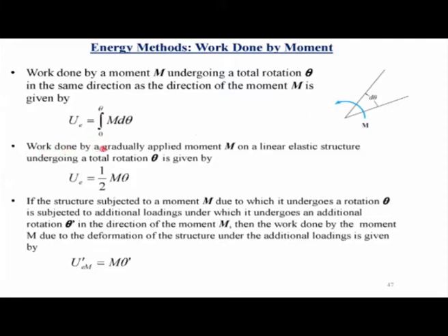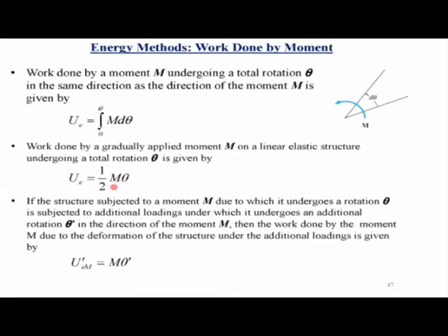Now, again, the work done by a gradually applied moment on a linearly elastic structure undergoing a total rotation theta is given by half M into theta, just like the work done for linear expansion is half P into delta. So under a moment, the external work done is half into M into theta, where M is the applied moment and theta is the total rotation that the system undergoes due to the applied moment M.